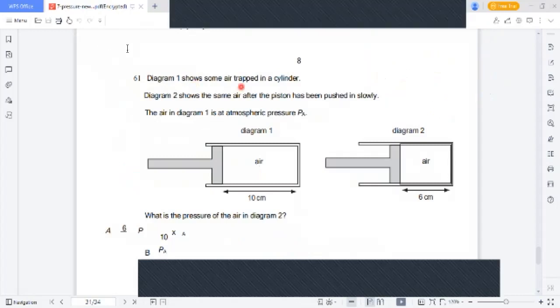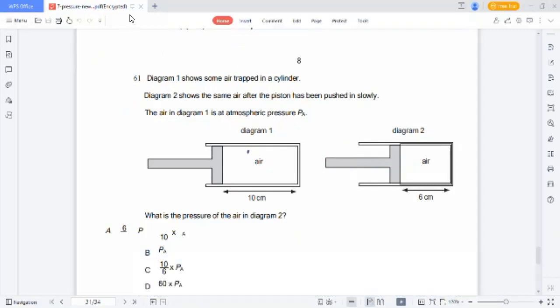Diagram 1 shows some air trapped in a cylinder. Here is the cylinder and air is trapped in it. Diagram 2 shows the same air after the piston has been pushed slowly. The air in diagram 1 is at atmospheric pressure PA. What is the pressure of air in diagram 2? So suppose it is PB.